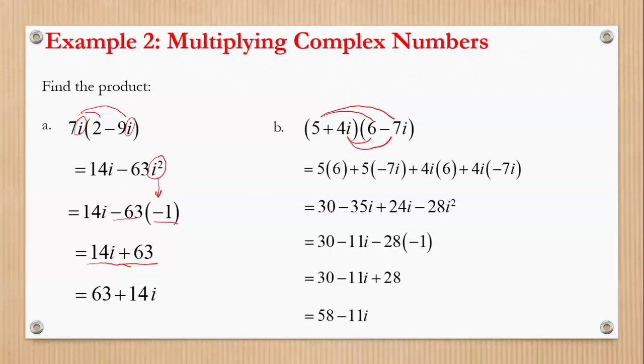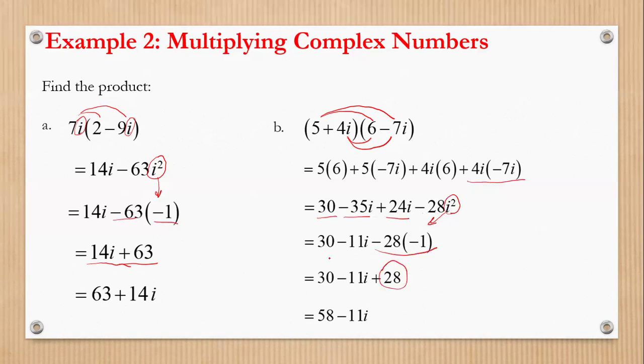So 5 times 6 is 30. 5 times negative 7i is negative 35i. 4i times 6 is positive 24i, and 4i times negative 7i is negative 28i squared. Again, every time we see i squared, we should replace it with negative 1. And if I replace this by negative 1, we get negative 28 times negative 1, which is positive 28.